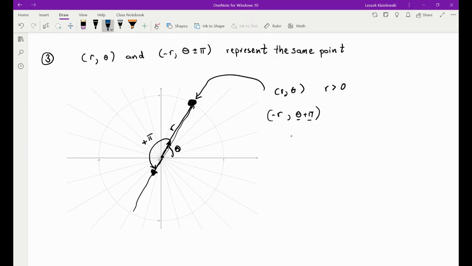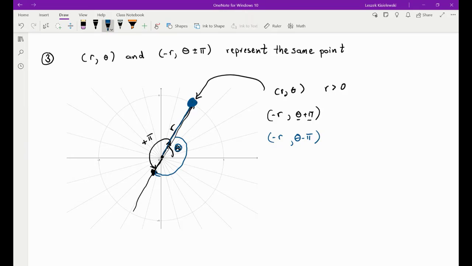And we can, of course, start with angle theta and a positive r value, and then just make a half revolution, but clockwise. So we can also subtract pi from theta, and then replace r with its negative to give us another representation of exactly the same point.